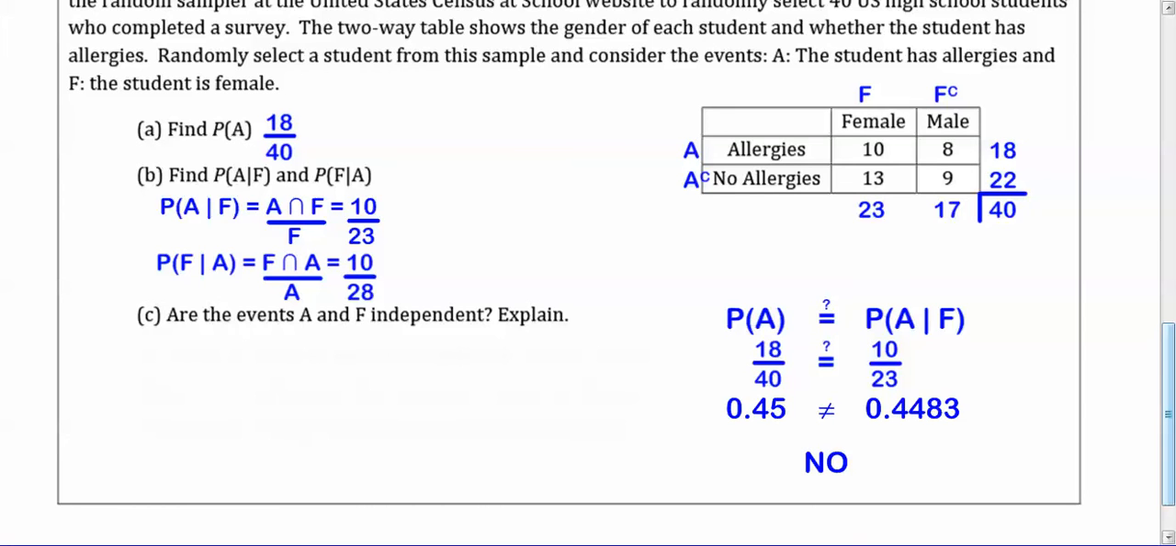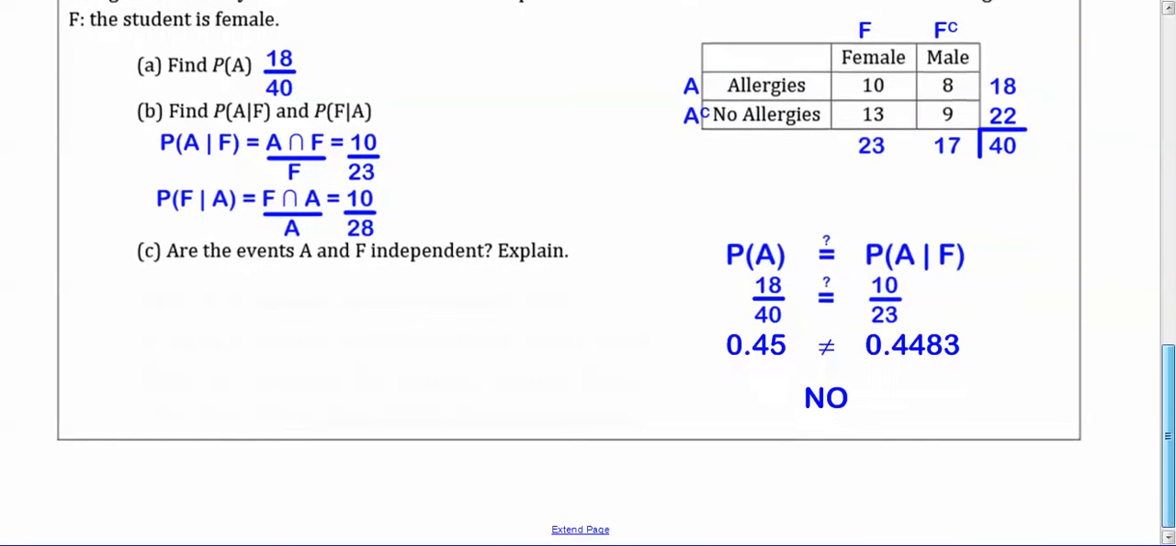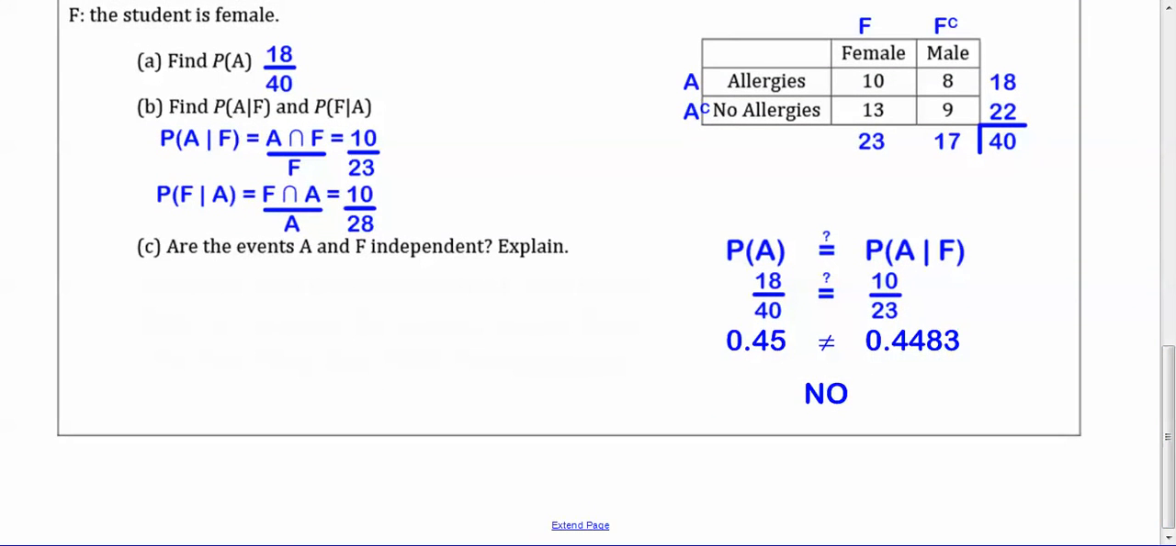However, that's not what they're asking us to do here. They're just saying, in this sample, are these two events independent? And that's the work that I've shown here, and the answer is no. If they asked me to answer the question for the population, then I would have to go and do a chi-square test for independence.